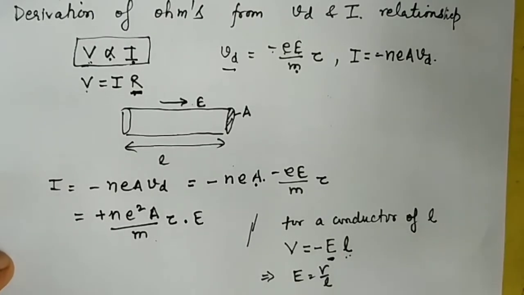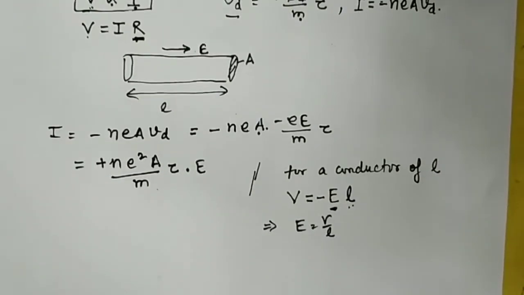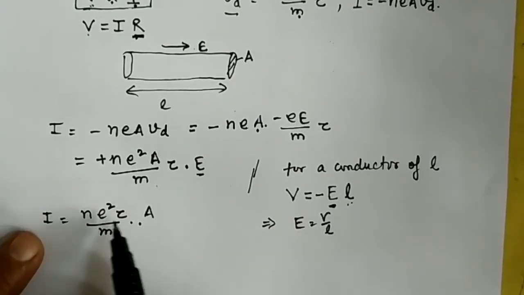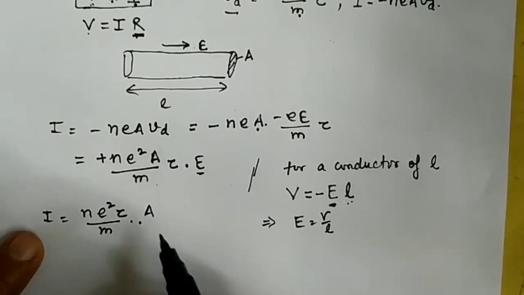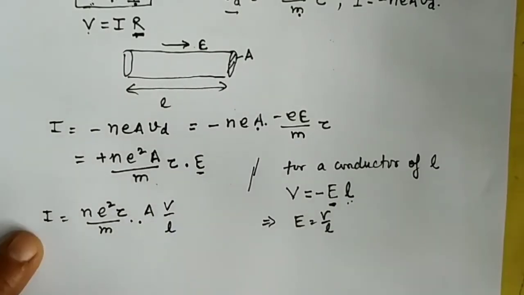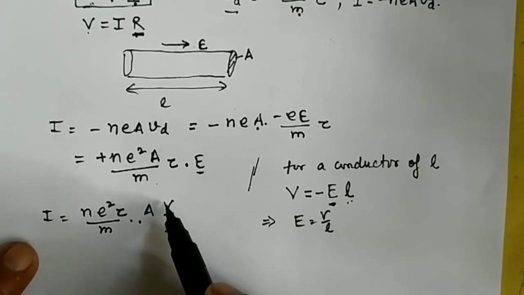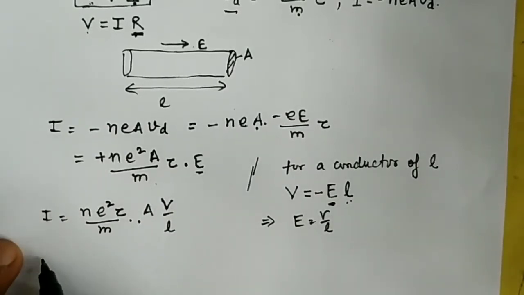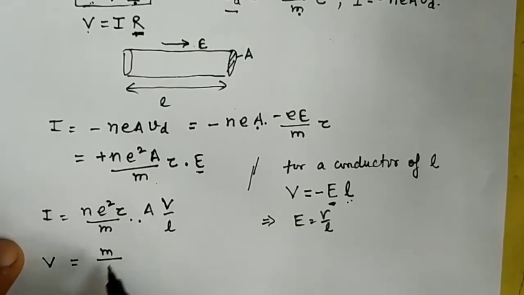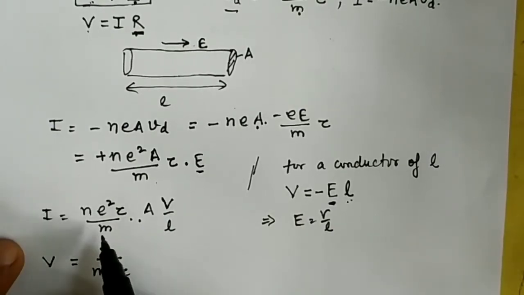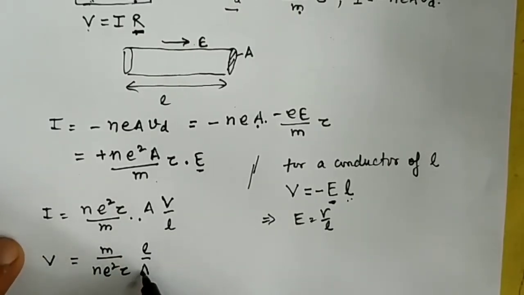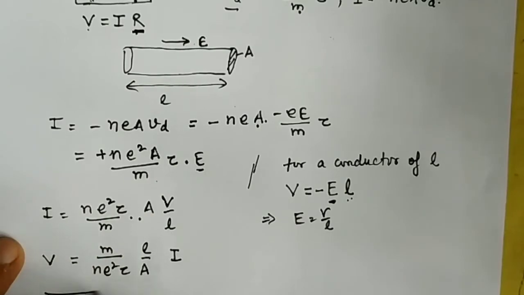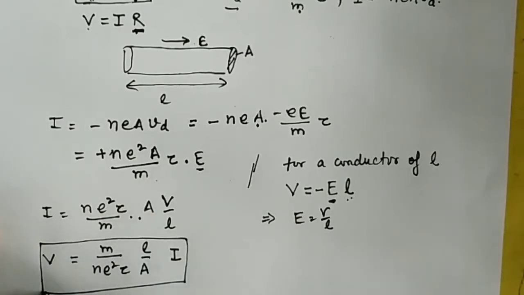Now put the value of this in the above equation. So what do we get? Current is equal to n e square tau divided by m times A, where the electric field is V divided by L. I want to calculate V. So V will be equal to m divided by n e square tau, and these terms get reversed, L by A, into I. So this is your Ohm's law.